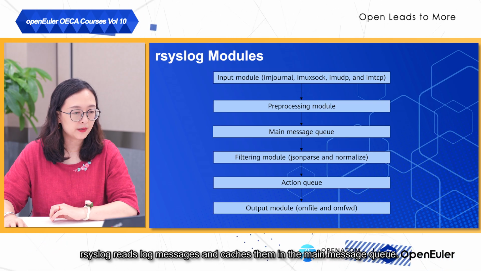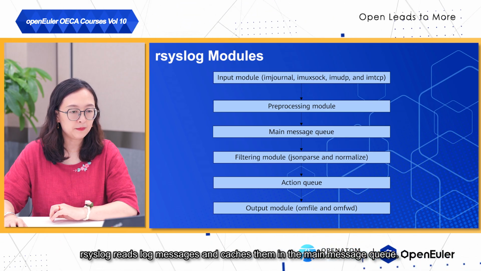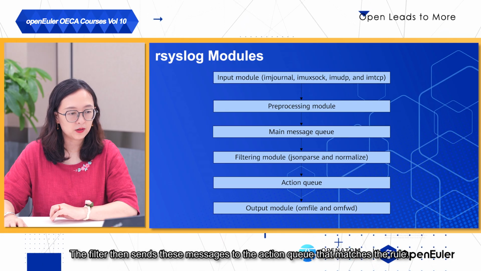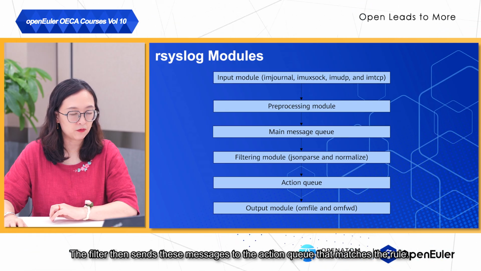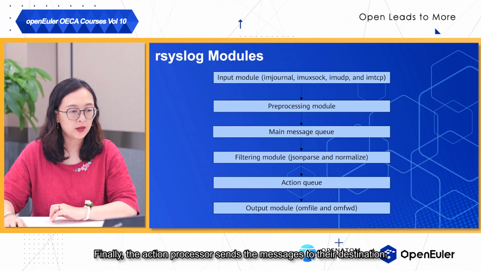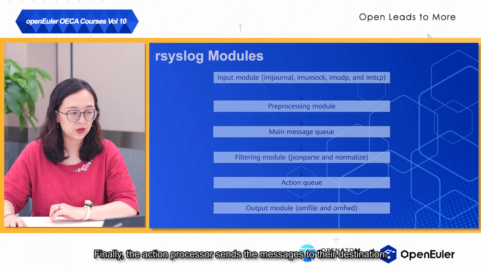rsyslog reads log messages and catches them in the main message queue. The filter then sends these messages to the action queue that matches the rule. Each rule has its own action queue. Finally, the action processor sends the messages to their destination.